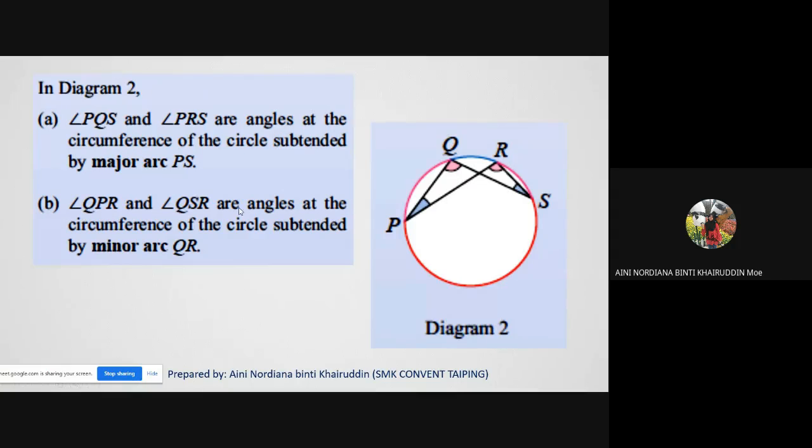In diagram 2, angle PQS, this angle, and PRS, this angle, are at the circumference of the circle subtended by major arc PS. So this is major arc PS, the red color. Angle QPR and angle QSR are angles at the circumference of the circle subtended by minor arc QR.